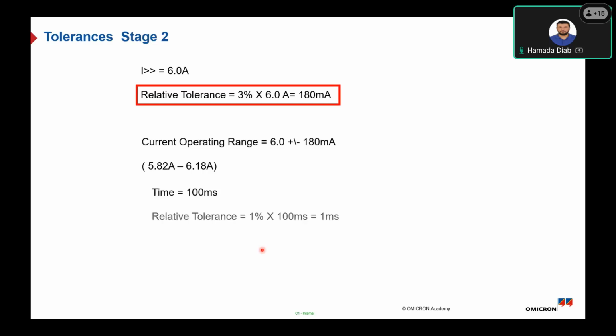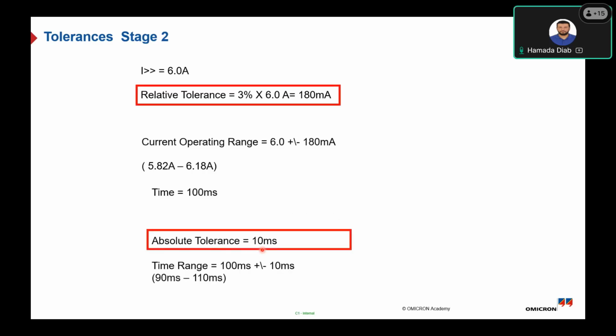Okay. So for the time, the definite time of the second element is 100 milliseconds. The relative tolerance is 1% multiplied by 100 milliseconds, equal to 1 millisecond. So the absolute tolerance in our case is 10 milliseconds, independent of the relay parameter setting, so we will take the absolute tolerance in our consideration. So the time should be 100 milliseconds plus or minus 10 milliseconds.